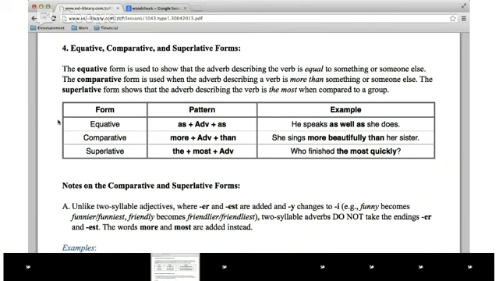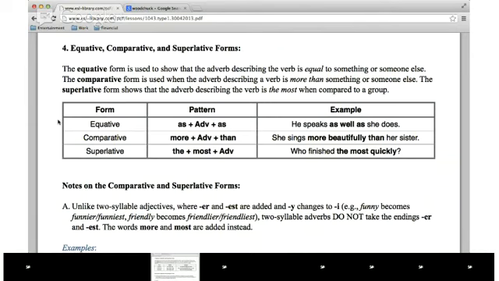He speaks as well as she does. Comparative: more plus adverb plus than. She sings more beautifully than her sister. And finally, superlative: the plus most plus adverb. So we have, the most quickly.